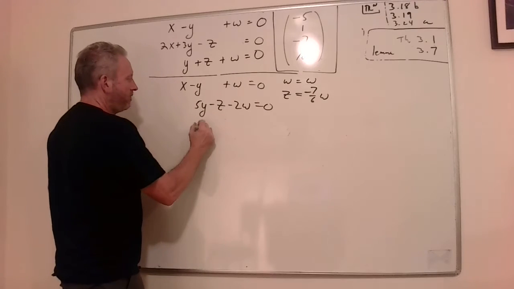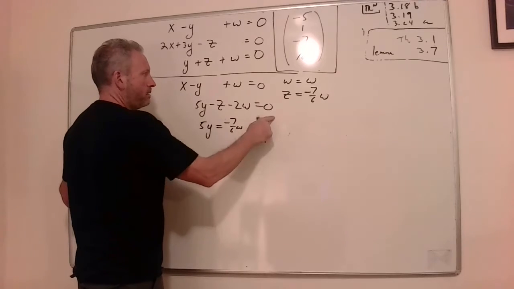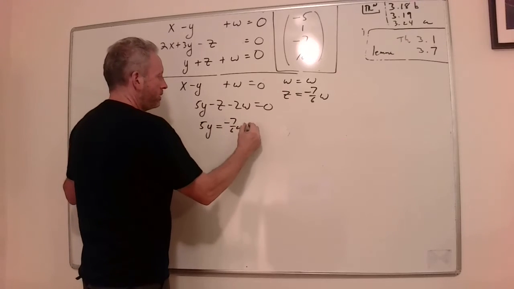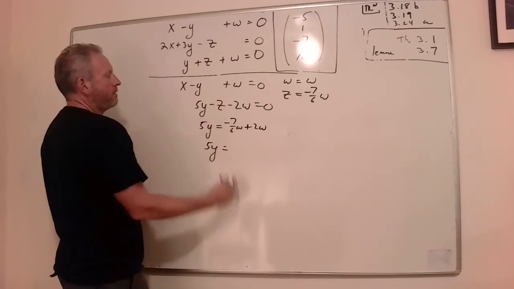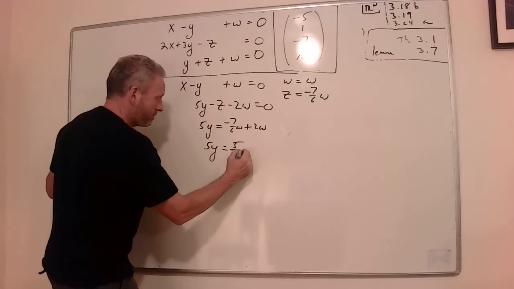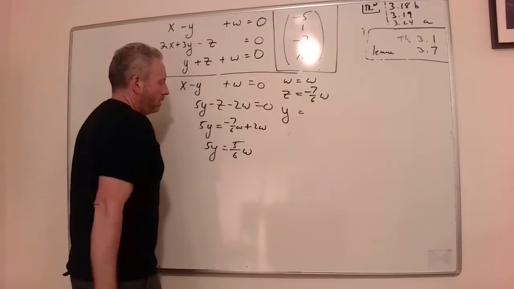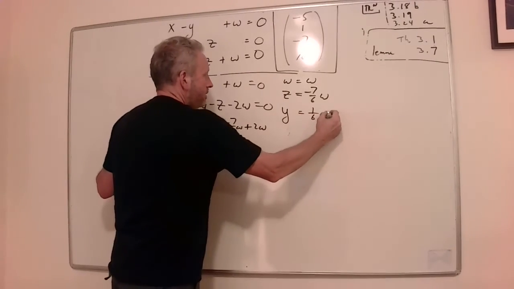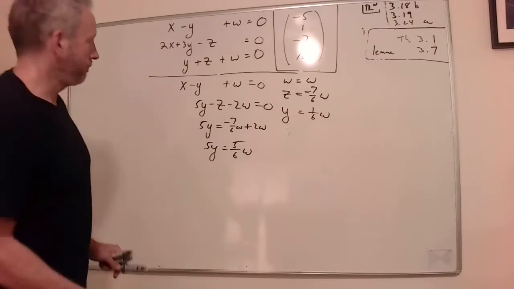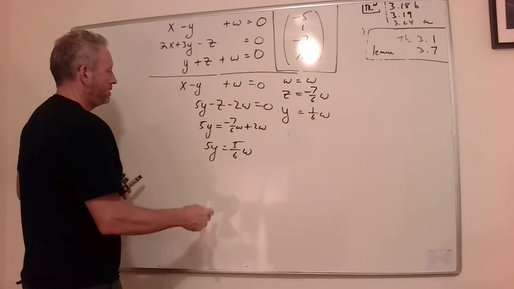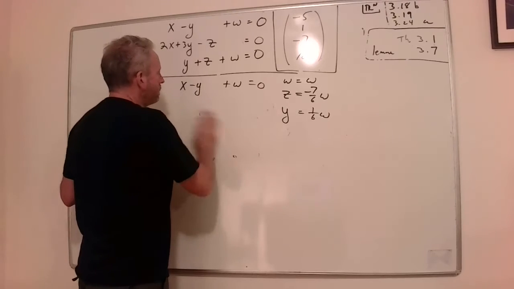From this right here, we'd have 5y is equal to z. Z is right there. And then plus 2w. So 5y is equal to, add those two up, and I think we get 5/6 w, and divide by 5, so we get y is equal to 1/6 w. We're not going to need that anymore. Just back up to here.